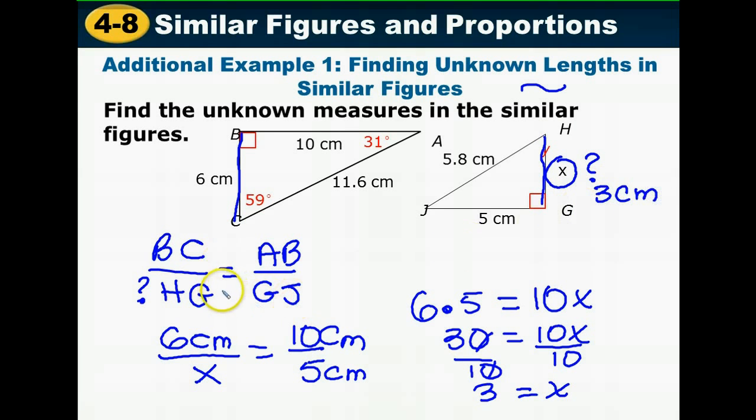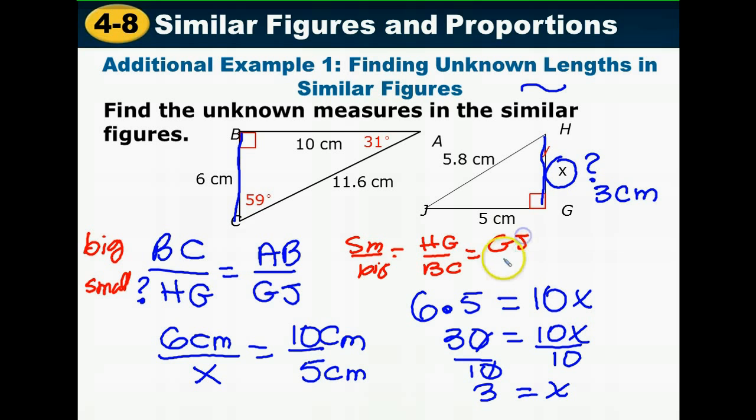Again, knowing that their sides are proportional, another thing you need to be very careful of is this. I'm comparing here the big triangle to the small triangle. I could also do small to big, but then everything will be switched. It will be HG over BC equals JG over AB. So as long as everything is consistent, and then we set up the proportions, we will still get the same answer.